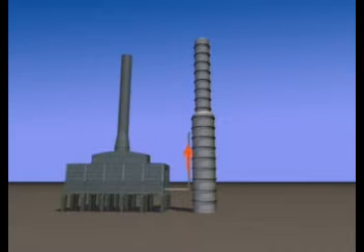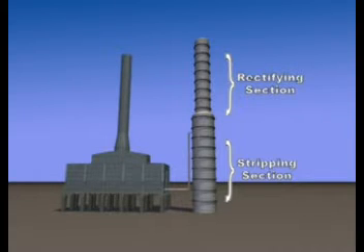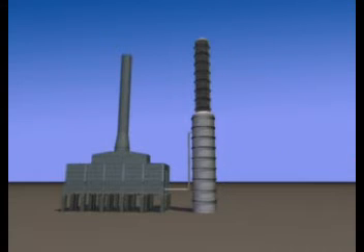The liquids will pass down the column into the stripping section, while hot vapors pass up the column, which is referred to as the rectifying section. Inside the column, a series of trays force contact between the vapor and the liquid.